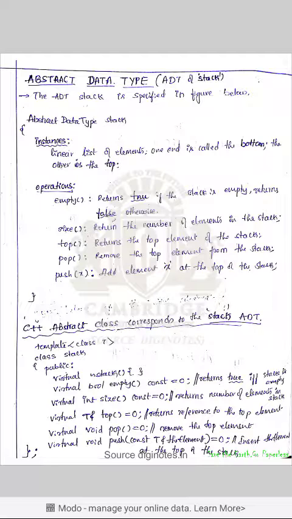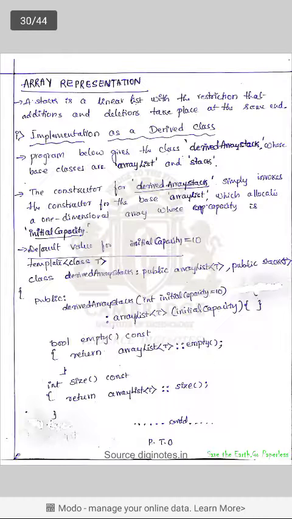Next is the abstract class of a stack. We already discussed what an abstract class is. What are the different types of operations present in the stack? Again the same operations: empty, size, top, pop, push. So this is the abstract class of the stack. Next is array representation. By using an array, how can we perform the operations of the stack? A stack is a linear list, with the restriction that addition and deletion take place at the same end. So we need to derive the class from a stack and an array list.